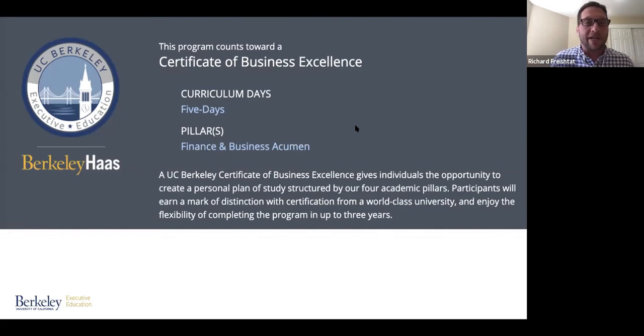We are not a degree granting organization, but we do think about our portfolio from a curricular perspective, meaning if you take a total of at least 17 days of our programming across at least one program in each of our 4 pillars. So this program is in our financial and business acumen pillar. We also have strategy and management, innovation and entrepreneurship, and leadership and communications. So 17 days minimum, 1 program across each of those 4, you earn the certificate of business excellence. Mark of distinction, put it up on your LinkedIn. It's a way to just help separate you as you advance in your executive career.